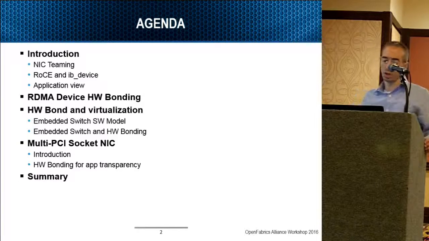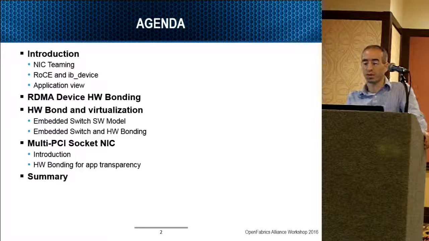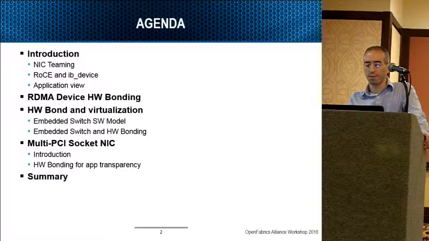Then I'll show our RDMA device hardware bonding support and how we enable it. Then I'll continue to show how this applies to virtualization, what's the software model for virtualization, and how the embedded switch for SRIOV can support bonding as well. I will finalize with a nice twist for the hardware bonding capability with the multi-PCI socket NIC. I'll explain what it is and how the bonding is being used there.